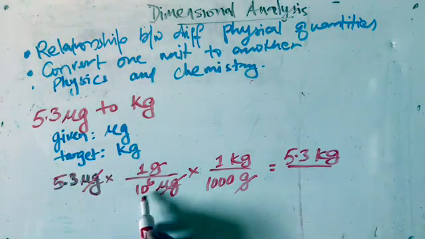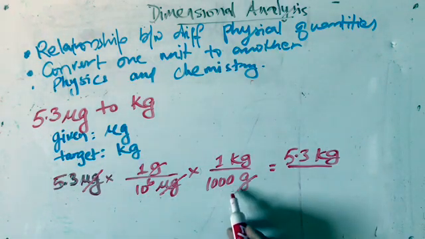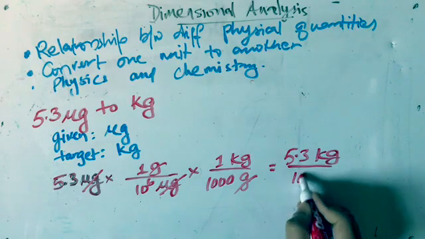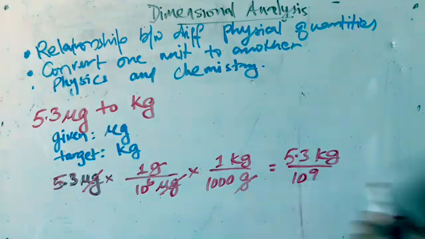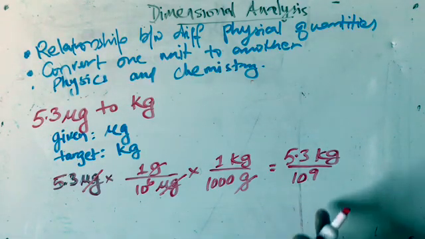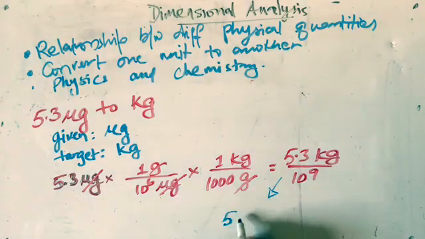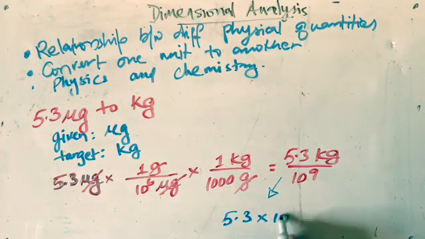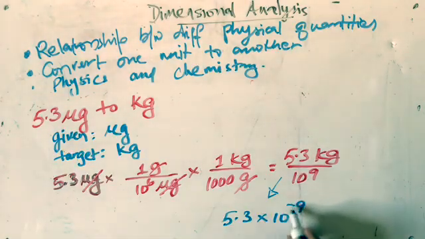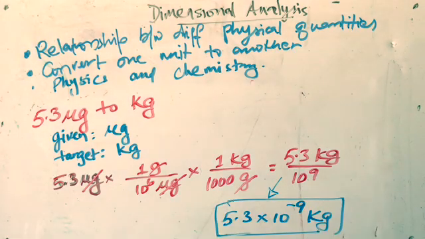The bottom is 10 to the power 6 times 10 to the power 3. So that is 10 to the power 9, and we do not have any units left. So that is the answer. Then you can convert that to proper scientific notation: 5.3 times 10 to the power negative 9. All you have to do is change that exponent to a negative number, and that's your answer in kilograms. That's the final answer.